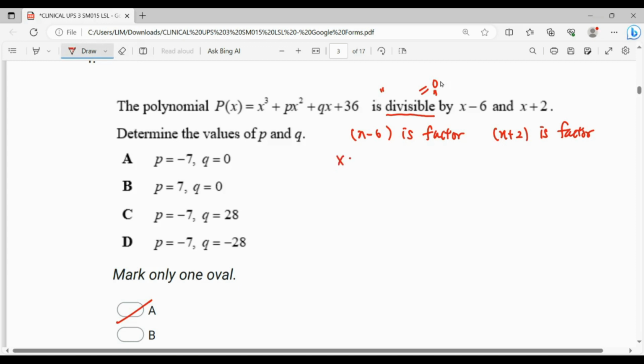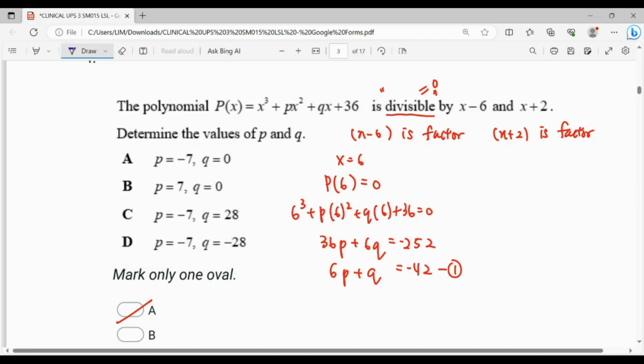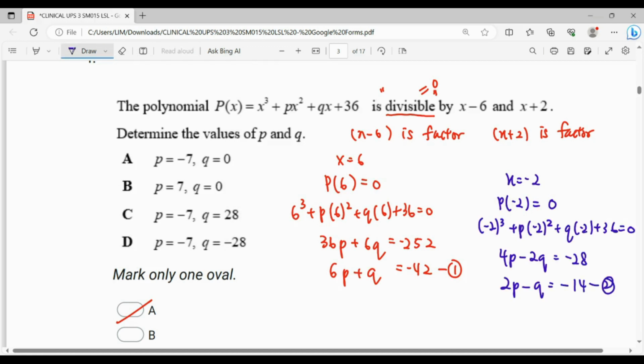Using the factor theorem, where x equals 6 means P(6) should be equal to 0. We substitute inside. From here we can build an equation. Then for the second factor where x equals negative 2, so P(-2) will be 0. Substitute negative 2 into the polynomial. Then we solve this simultaneous equation.